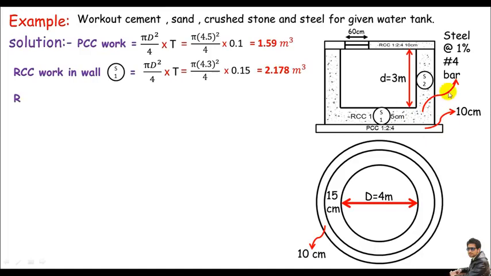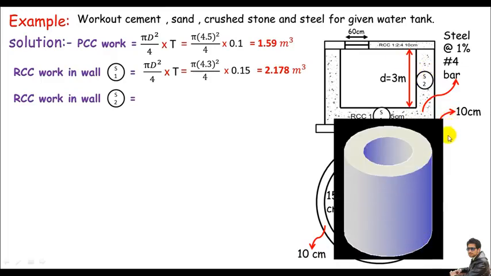Now the RCC work for segment 2 is quite simple, right? Segment 2 is just like a ring in section. Just look at this guy, right? And this is just a water tank. Alright, this is just the AutoCAD modeling, no problem.